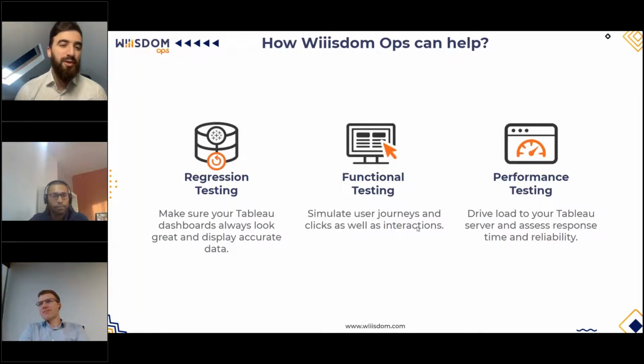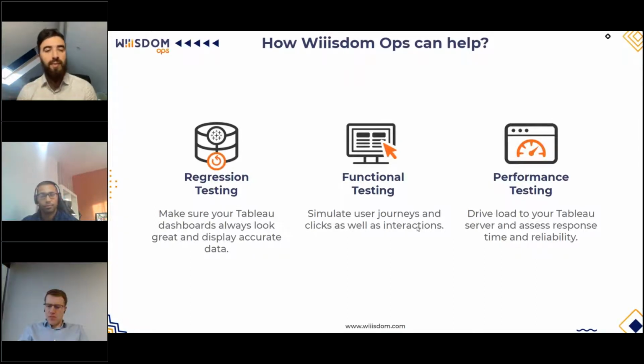So Wiiisdom Ops, really quickly, is a tool which allows you to run 3 types of tests. The first one is regression testing. With this type of test, you will be able to ensure that your reports are the same, either over time or between servers. You will be able to make sure that your reports didn't move.